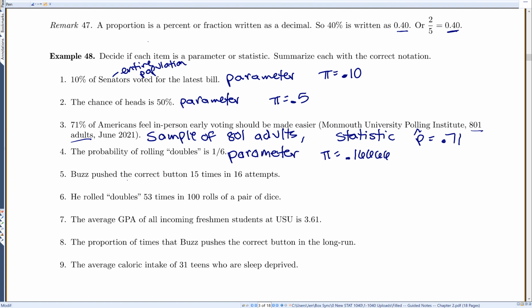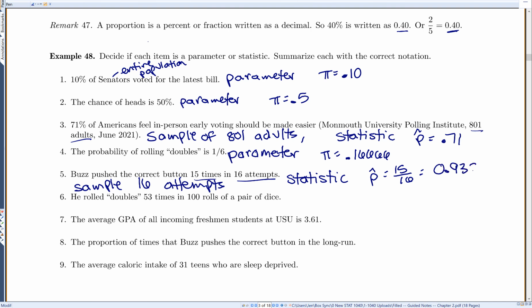Buzz pushed the correct button 15 times in 16 attempts. Oh, 15 times in 16 attempts. That sounds like it's a sample, or specifically a sample of 16 attempts. Which means my number here is going to be a statistic. And so it'll be a p hat, and I'll do 15 divided by 16, which equals, that one I don't know off the top, 0.9375.